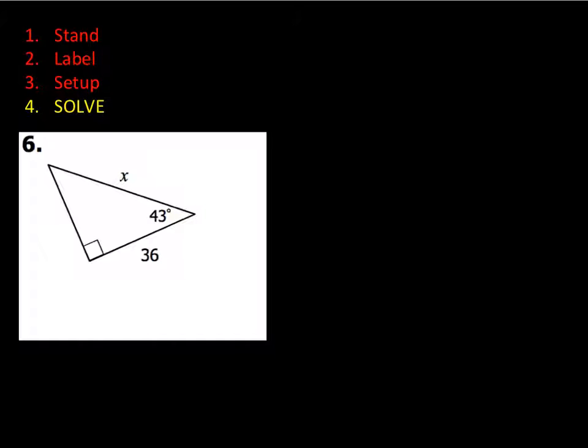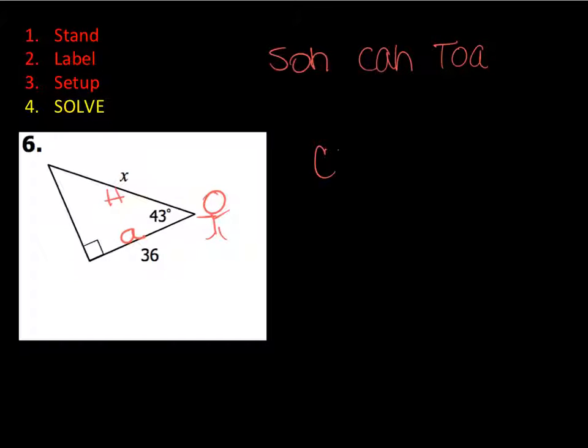Number 6, stand, label, set up, and solve. Standing at the angle 43 degrees. Label the sides that are given, which are adjacent and hypotenuse. I have A and H. So A and H is going to be cosine. So I'm going to go ahead and set this up using cosine. So cosine of 43 is equal to, and I'm going to write it as a ratio, A, 36 over X.